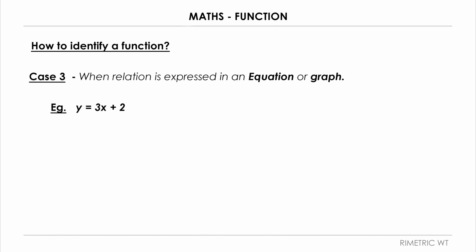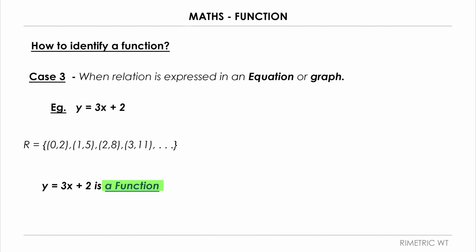The first equation is y equals 3x plus 2. Since each value of x is multiplied by 3 and then increased by 2, let's see the equation in order pairs. When x is 0, y is 2. When x is 1, y is 5. When x is 2, y is 8, and so on. Hence, every value of x produces exactly one value of y. Therefore, this equation represents a function.